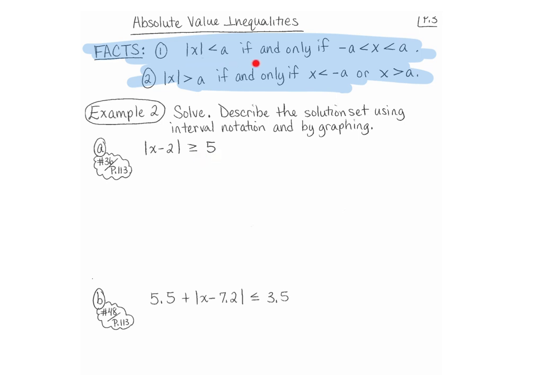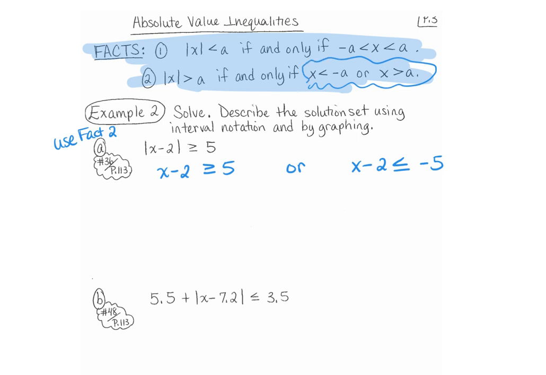If we look back up at our facts, this is not fact 1. It falls in fact 2 because we can replace greater than with greater than or equal to. So this is how we're going to interpret that statement. This is equivalent to saying, using fact 2, x minus 2 is greater than or equal to 5, or x minus 2 is less than or equal to negative 5. Okay, so now we solve for x.